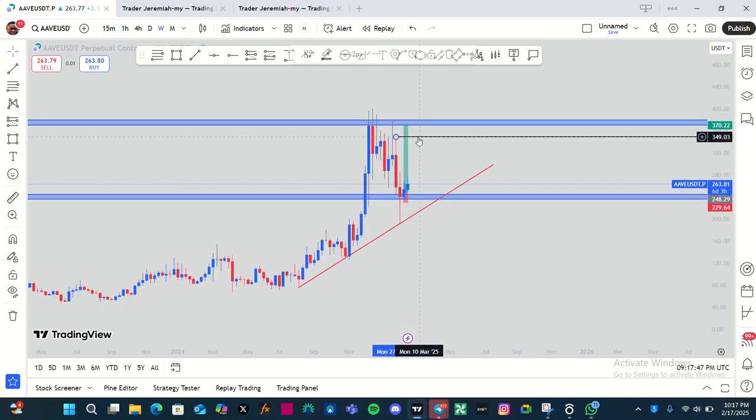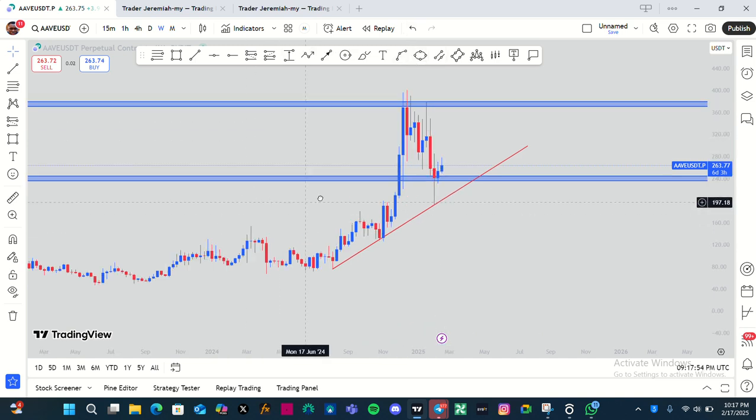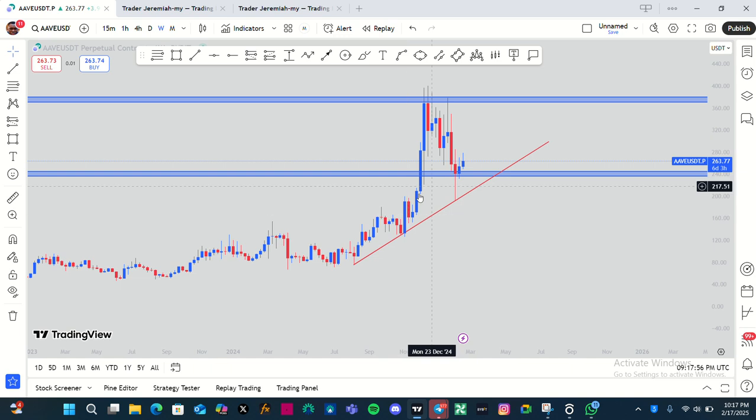Let me delete all this first. So the overall direction of this market, I'm on a weekly time frame. So the overall direction is to the upside. Price was pushing to the upside, forming all these huge bullish engulfing candlesticks.